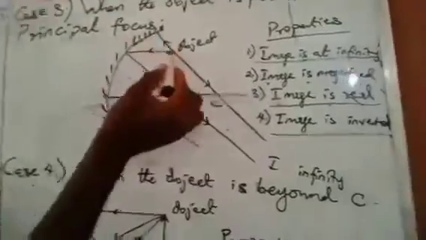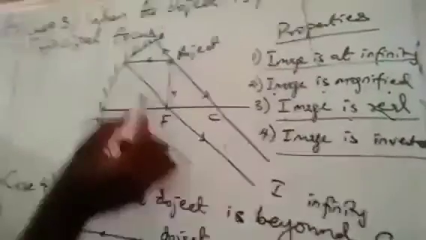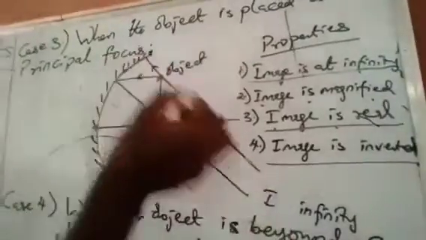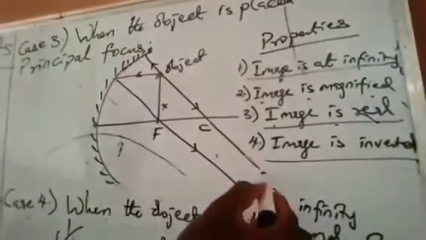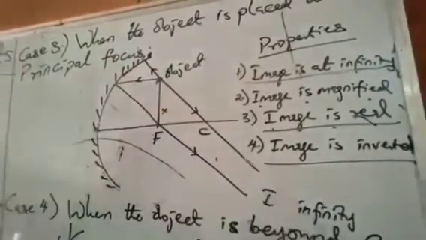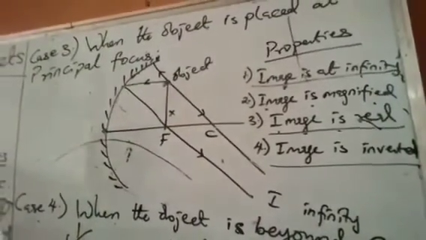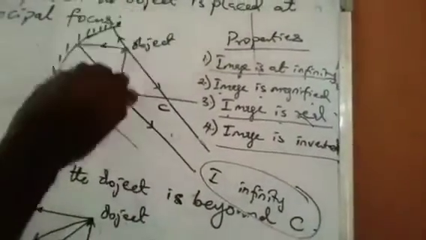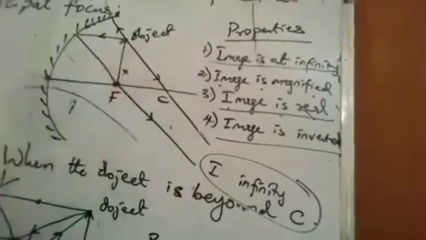How? You notice that the first ray reflected to the surface and went through the principal focus. Then the second one that passed through the center of curvature reflected again through the center of curvature. Now, if you continue to produce these two rays, they will get to infinity. And you'll follow it because they are parallel rays. So the image is produced at infinity. The reason is because the object is placed at the principal focus.